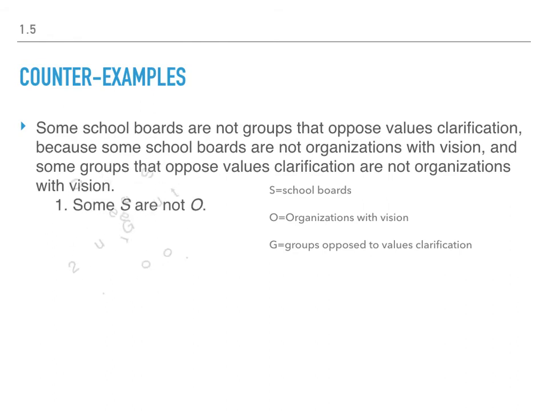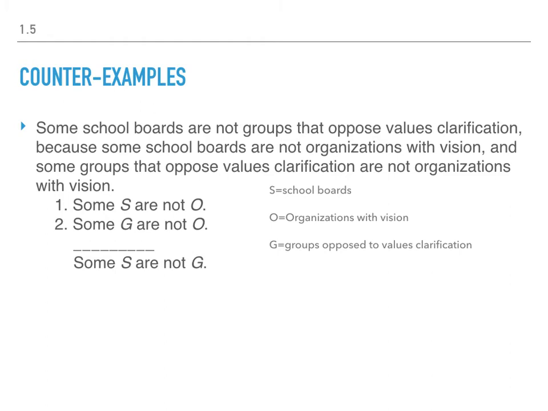Substituting those in, leaving everything else the same. Some S are not, excuse me, did I say P? Some S are not O. Some G are not O. And then the conclusion, which really was the first sentence, some school boards are not groups that oppose values clarification. Some S are not G.